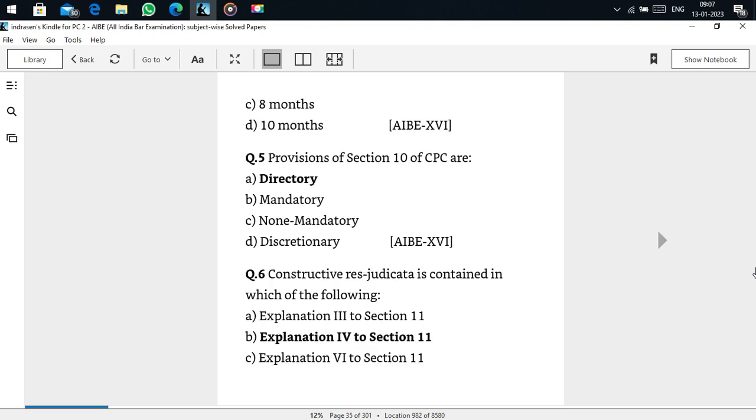The provisions under Section 10 of the CPC are directory. So we have to know which section gives the directory nature and which are the mandatory. So here Section 10 is directory. Constructive res judicata is explained under which section? It is Section 11, Explanation 4.